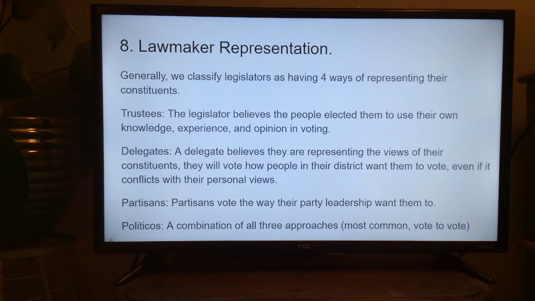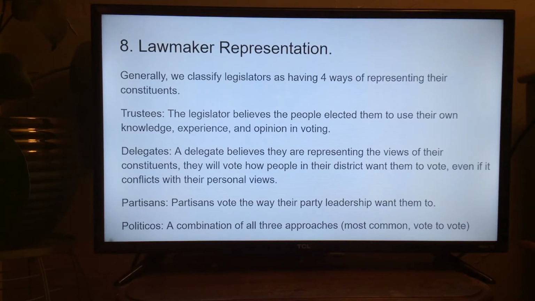So then the third way is being a partisan. Well, what's a partisan? That's pretty easy, I think. A partisan is someone who votes the way that their party leadership wants them to vote. And so a partisan, if they're in the minority and the minority leader says vote no on this bill, then they're going to vote no. And if the minority leader says vote yes on this bill, then they're going to vote yes. They are just loyal to their party.